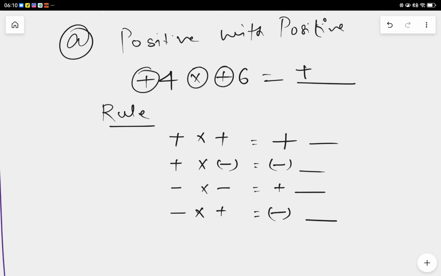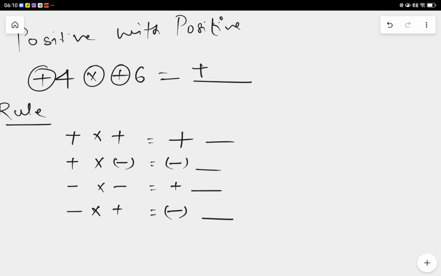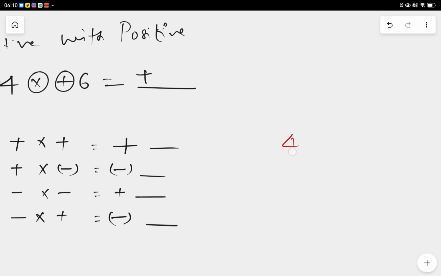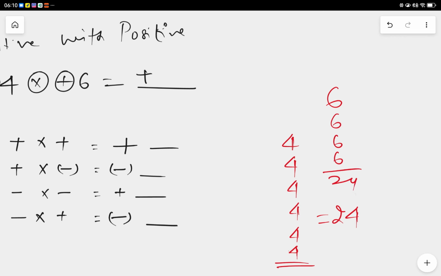What if we multiply 4 by 6? So 4 by 6 means two things. Either you have to add 4 six times, which becomes 24, or you have to add 6 four times. So both are true. That also will become 24.